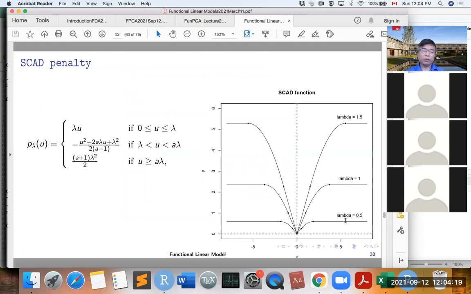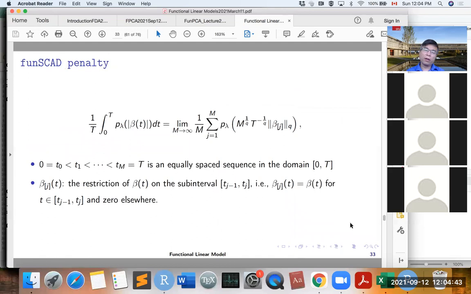If you don't know what the Scad penalty function looks like, this is the Scad function. Basically, when u is away from 0, the penalty becomes constant. So we proposed this functional Scad penalty. This is how the functional Scad penalty looks.